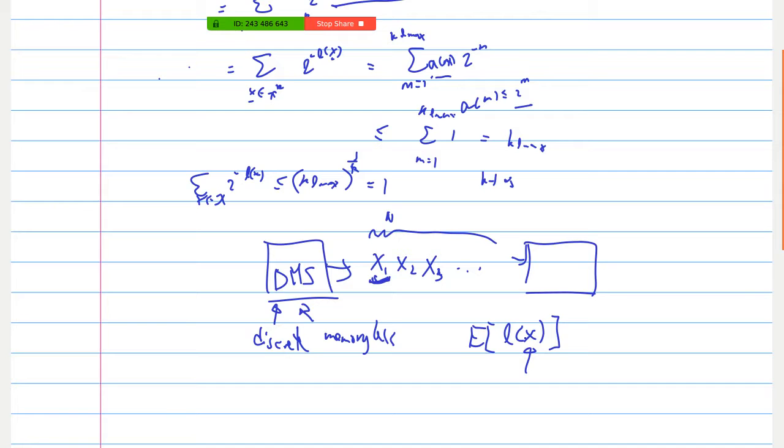So this is the length. Suppose I want to minimize this as much as possible, but again, to ensure this is uniquely decodable, I need to make sure this constraint is satisfied. Basically, the Kraft's inequality constraint: the sum over i of 2 to the minus Li is less than or equal to 1. Then we'll basically just have an optimization problem.